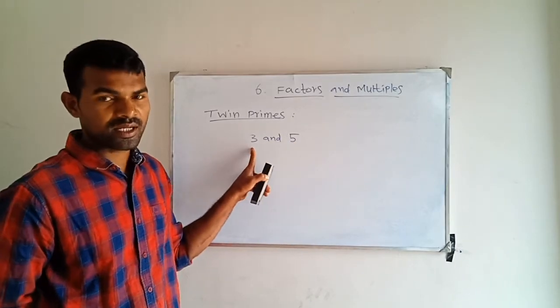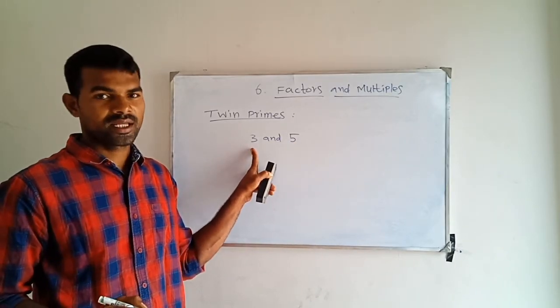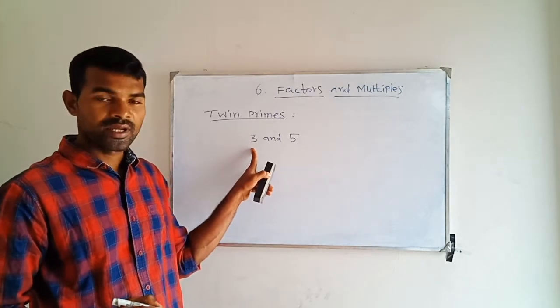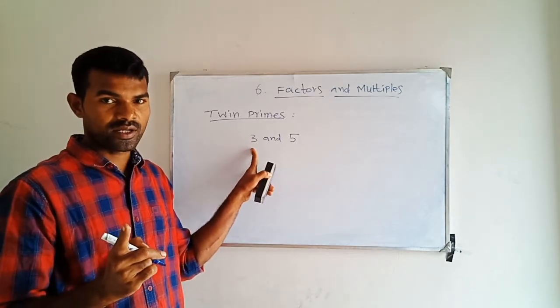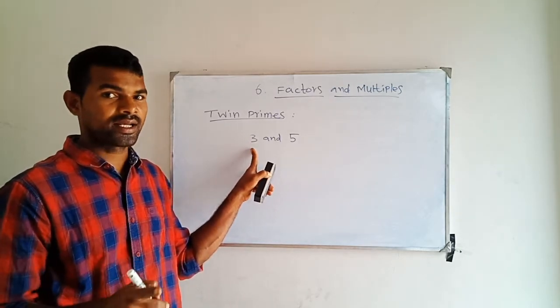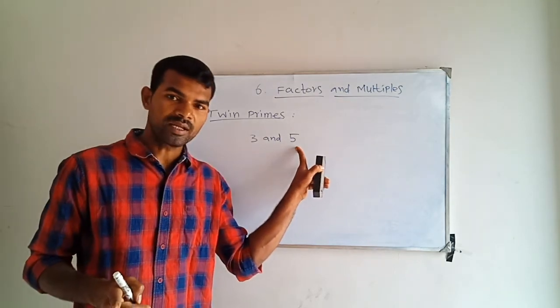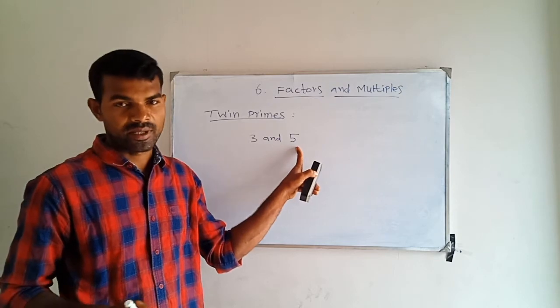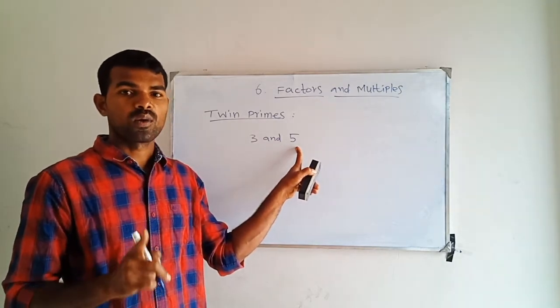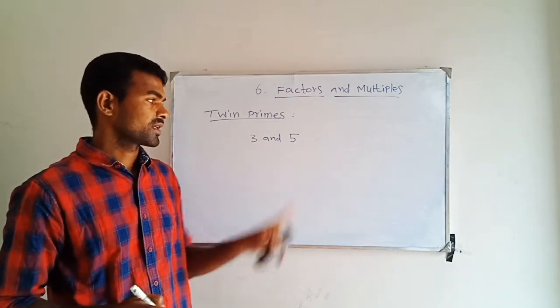Is the number 3 prime or composite? Number 3 is a prime number because it has only two factors. What are the factors? 1 and 3. Is number 5 a prime number or composite number? It is also a prime number. It has only two factors, 1 and 5.